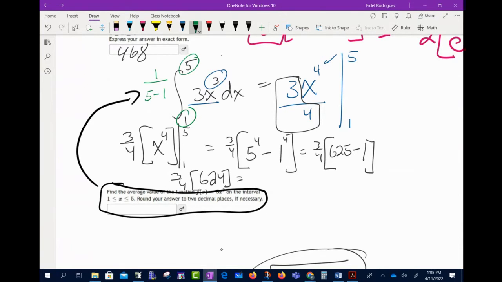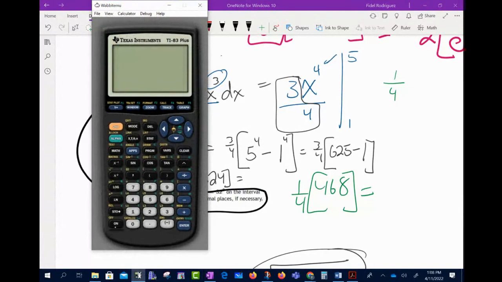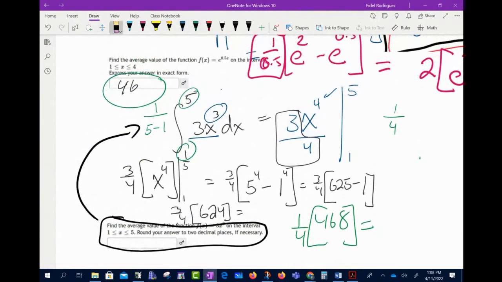So let me ask you a question. What is 1 over 5 minus 1? 1/4, right? So all I'm going to do now, y'all, is whatever answer that we came up with, which was 468, I need to multiply it by how much? By 0.25. That was a mistake I made, y'all. Sorry about that. So let me fix this here. So 468 divided by 4, 117. So my exact answer right here, y'all, is actually 117.